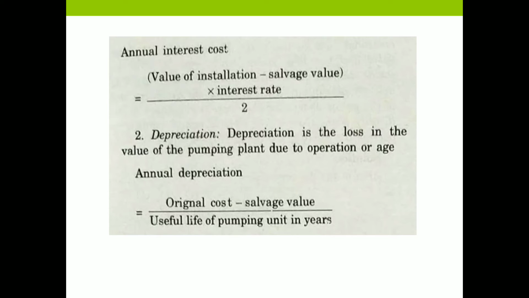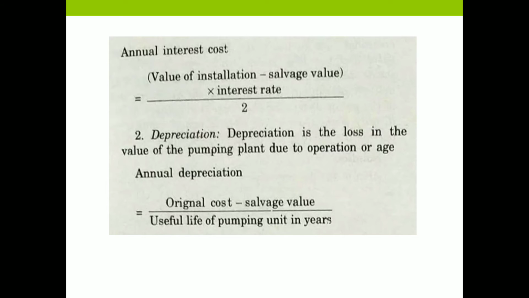Then the second thing is depreciation. Depreciation is the loss in the value of the pumping plant due to operation or age. It is original cost minus salvage value, divided by useful life of pumping unit in years. By using this formula, we can calculate the annual depreciation. The estimated useful life of the pumping plant is used for the determination of various values.